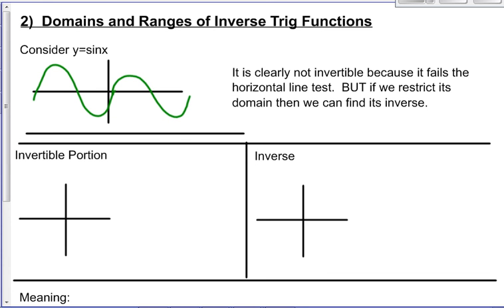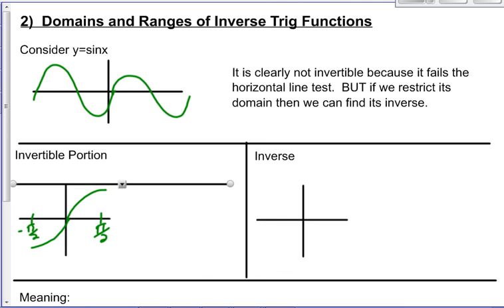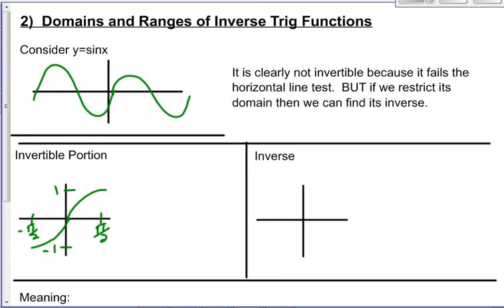Okay, so what we want to do is we want to chop it down. We want to restrict the domain until it's invertible. So I'm going to draw a portion of this graph. It starts right here. And if I draw just this much, which is until pi over 2, and just this much, which is until negative pi over 2, then I end up with something that is invertible, that does pass that horizontal line test. This would go from negative 1 to 1 in its y's.